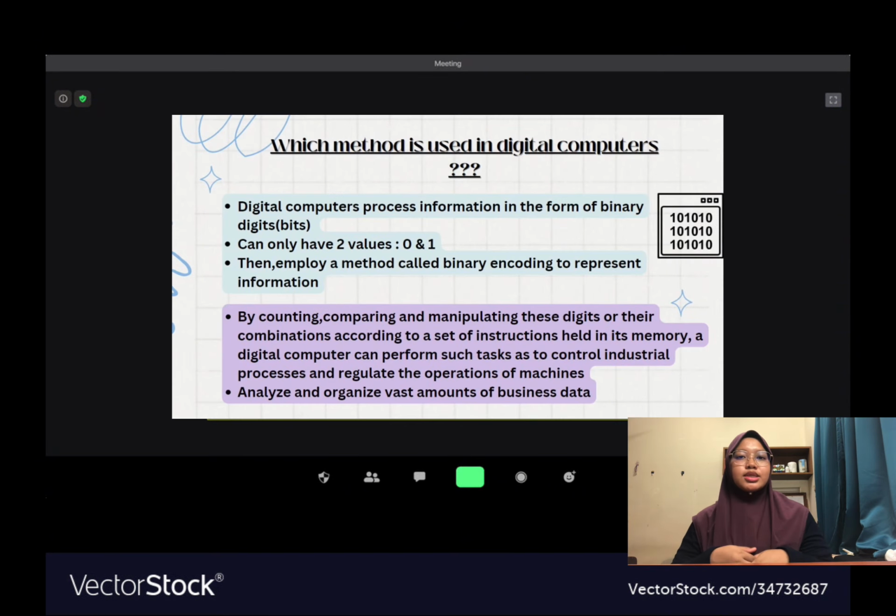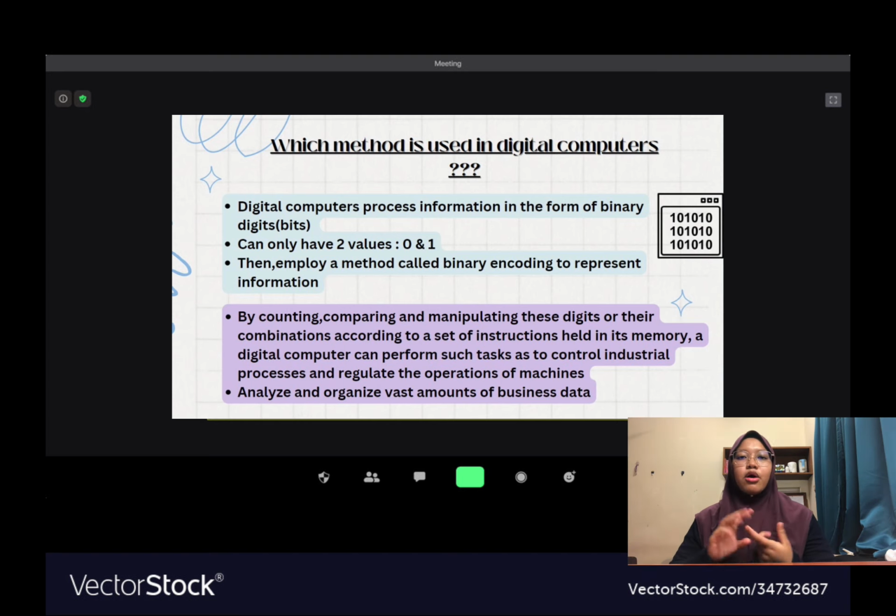Which method is used in digital computers? Digital computers process information in the form of binary digits, or what we call a binary system. It can only have two values, which are 0 and 1. Then it employs a method called binary encoding to represent information.